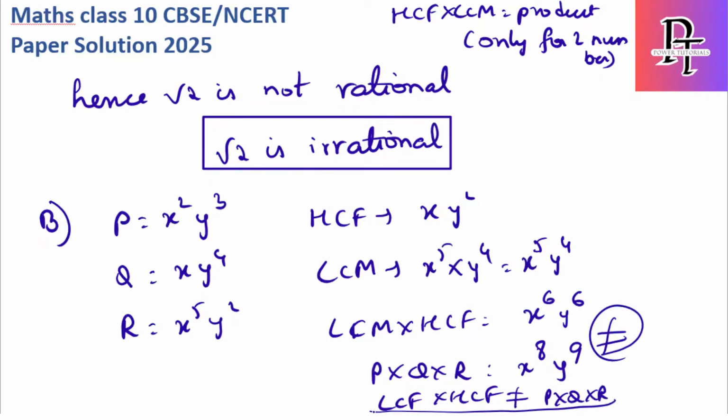So if you are confident about that theorem, go for the first A part. If you are not confident about the theorem, or you feel the statement might go wrong somewhere, then go for this, because here it is very easy. Just find the HCF, find the product, and show that it is not equal. Okay, let's move to the next one.